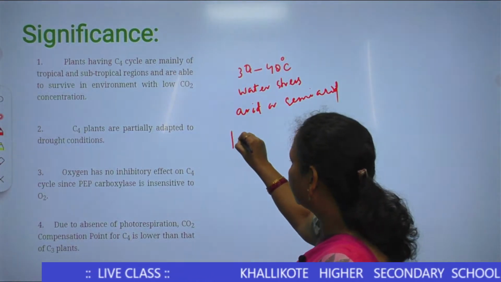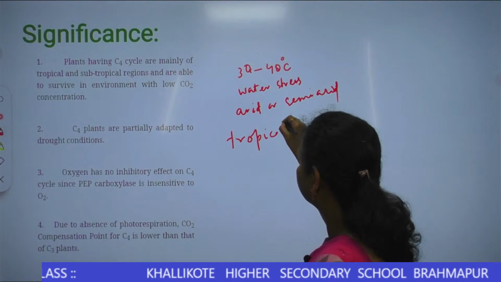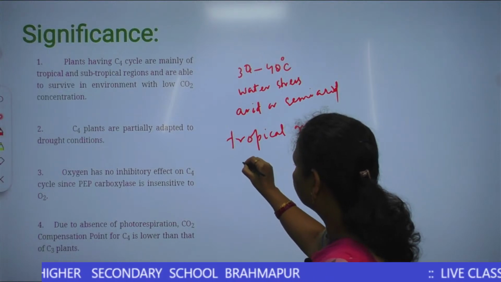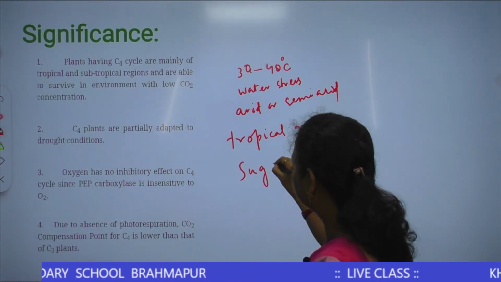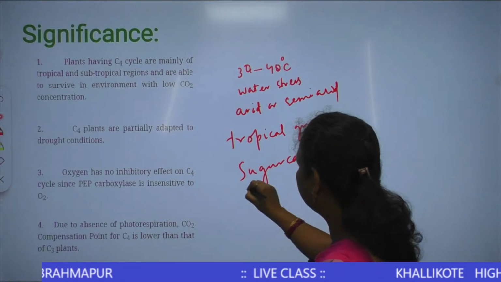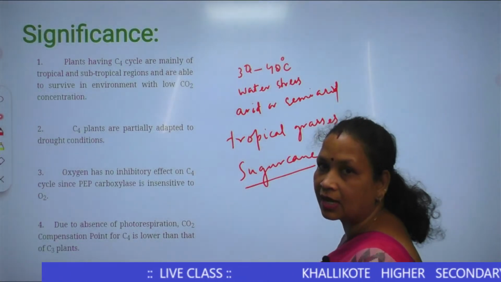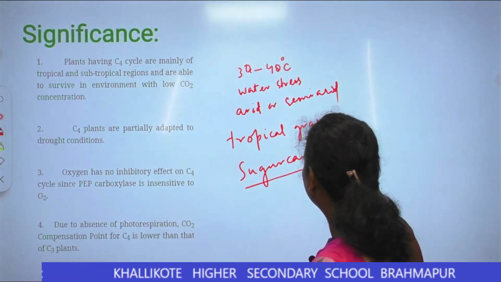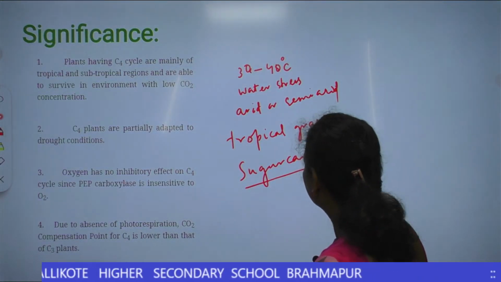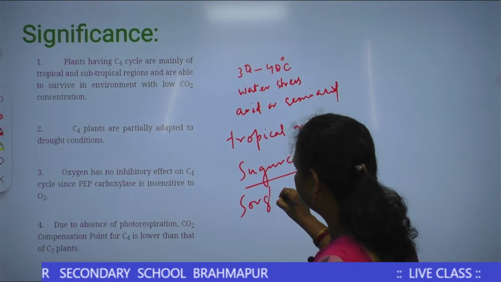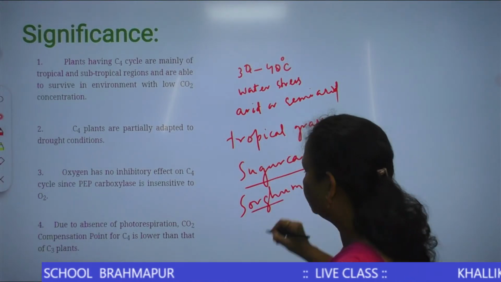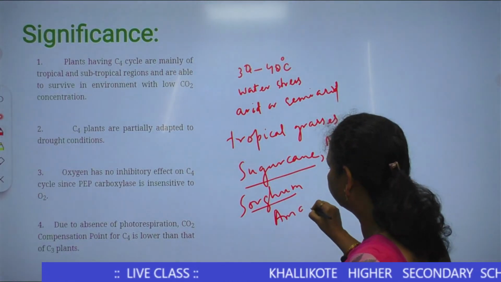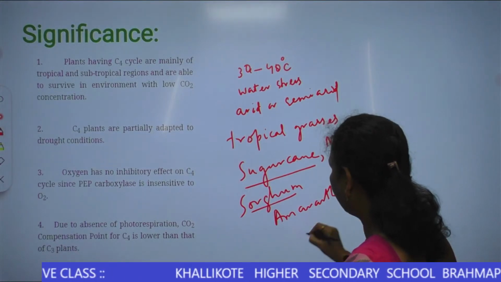So, the tropical grasses like your sugar cane. In sugar cane we can see the assimilation of sucrose in larger quantities due to higher efficiency of photosynthesis. You can also find it in maize, sorghum, then you can find them in the dicots like amaranthus and bougainvillea.